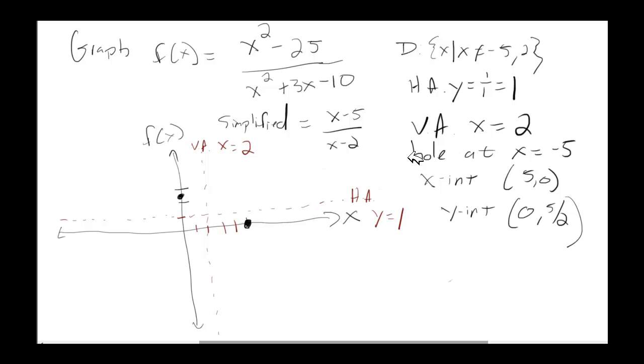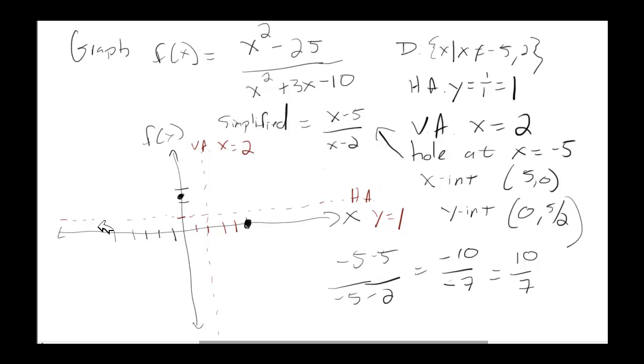To figure out where the hole is, you plug it into the simplified form. So I have minus 5 over minus 5 minus 2, which is minus 10 over minus 7, which is 10 sevenths. So when I plug in minus 5 for x, I am at 10 sevenths, which is 1 and some more sevenths, which is right there. And I'm going to do an open circle. There's the hole in my graph.